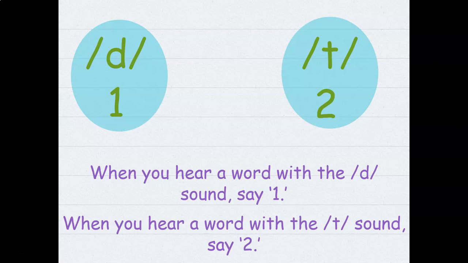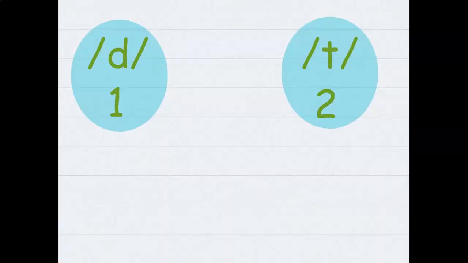Now we're going to practice with words. When you hear the d sound in a word, say one. When you hear a word with the t sound, say two. Tape. Two. Tape has the t sound. Dip. One. Dip has the d sound. Ditch. One. Ditch has the d sound. Tuck. Two. Tuck has the t sound.